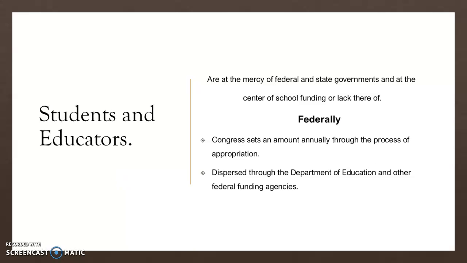The intended audience for this presentation is students and educators, as they are the ones at the mercy of federal and state governments, who are in essence at the center of school funding or lack thereof. Federally, Congress sets an amount annually through the process of appropriation, where funds are dispersed through the Department of Education and other funding agencies. Federal education funds are distributed via grant programs, direct funding, and by a series of formulas. However, direct funding varies from state to state, from 5% to 16%. All in all, the funding budget accounts for less than 3% of the total federal budget.